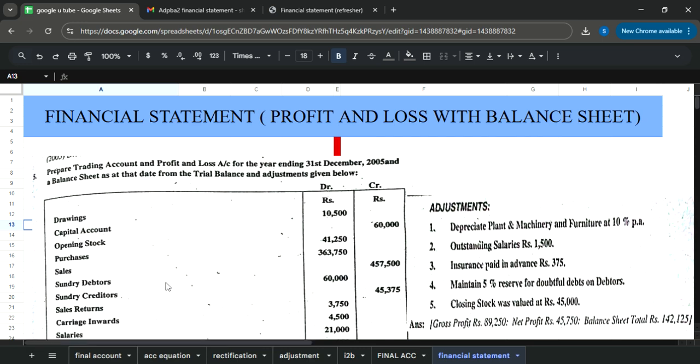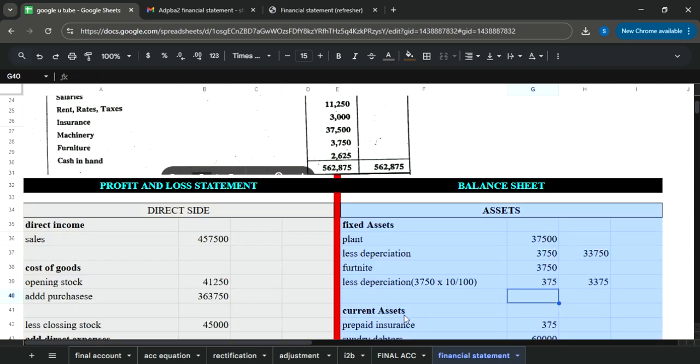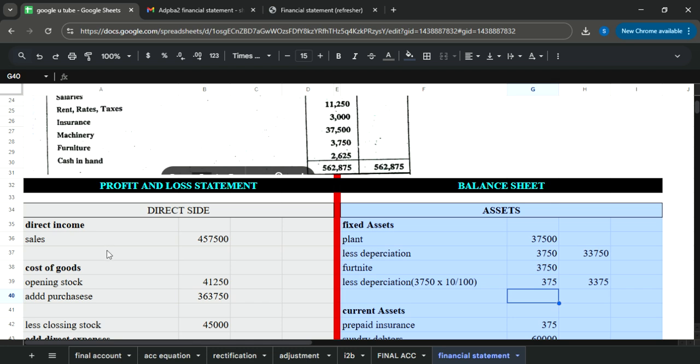Next, creditors 45,375. So here creditors 45,375. After creditors we have sales return 3750. Here you will mention 3750. This would be subtracted. Sales return.